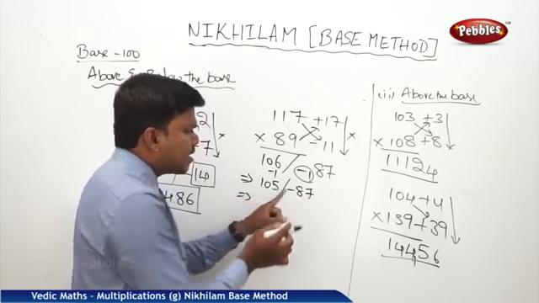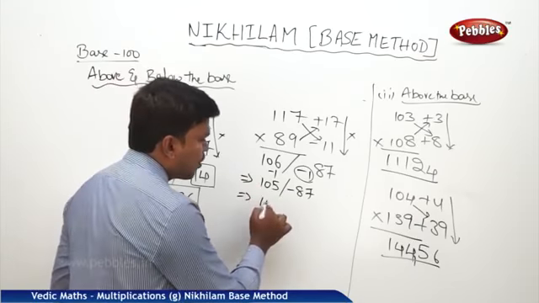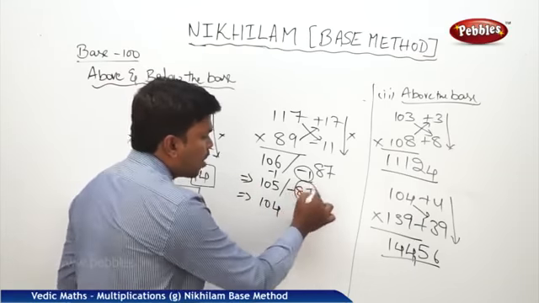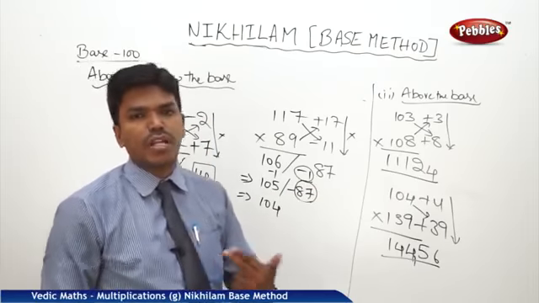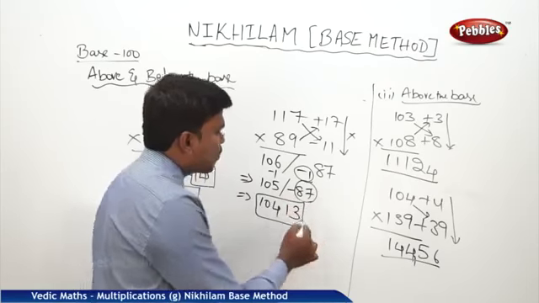Now again, since there is a minus symbol, we are going to reduce this number again by 1. So how much will it give? 104. Now write the complement of 87, or all from 9, last from 10. 1, 3. So my answer is 104, 1, 3.